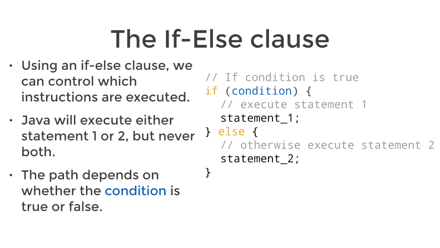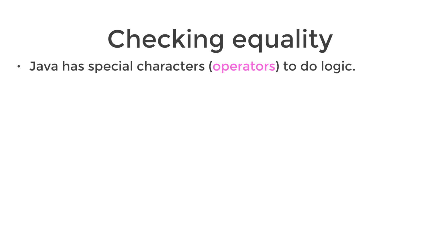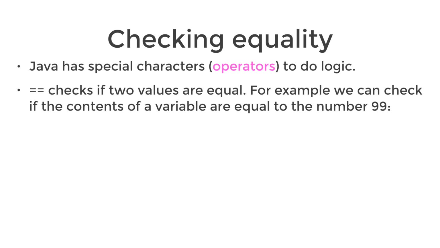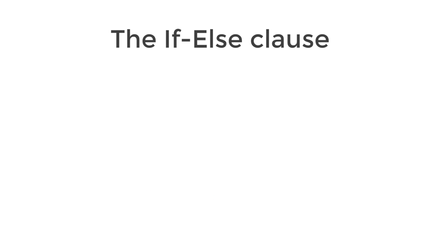Java has some special characters to do logic. The double equal sign checks if two things are equal. For example, we can check if a variable is equal to the number 99 by writing bottlesOfBeer == 99. Exclamation mark equals checks if things are not equal. The exclamation mark stands for not. So to check if a variable is not equal to 99, you will write bottlesOfBeer != 99.